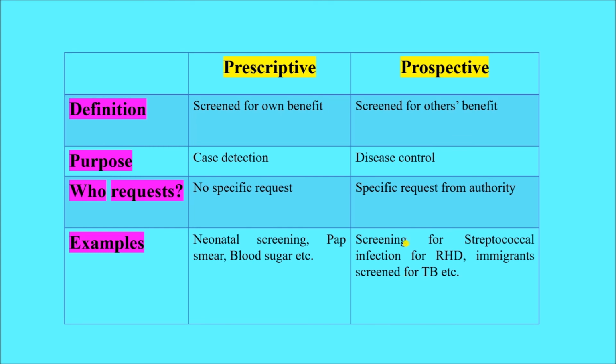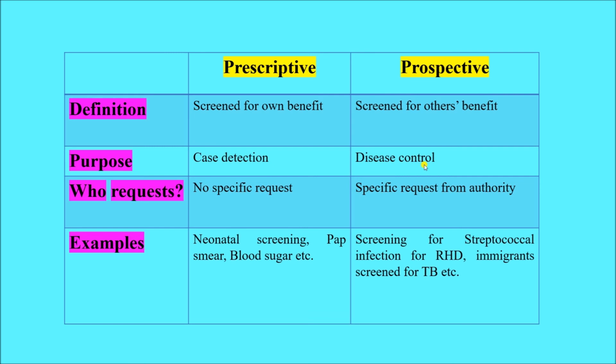Now, what are prescriptive screening and prospective screening? When a person is screened and he is the one who benefits from it, it is known as prescriptive screening. While when a person is screened and other people benefit from it, it is known as prospective screening. So the person is screened for their own benefit in prescriptive screening, while in prospective screening a person is screened for others' benefit. The purpose is case detection in prescriptive screening, whereas in prospective screening it is disease control.